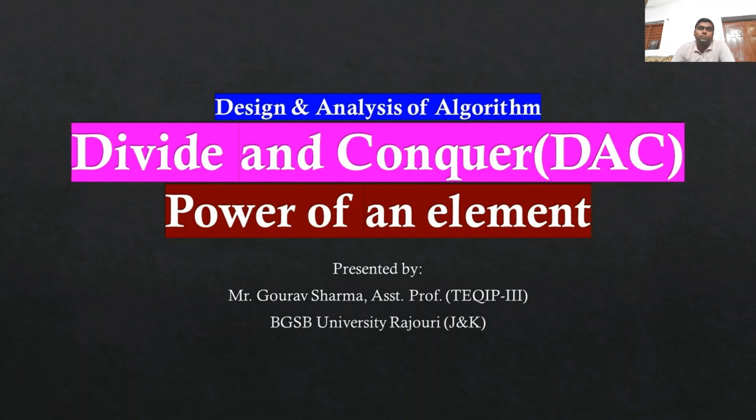I am Gaurav Sharma. Today we are going to start the divide and conquer strategy of design and analysis of algorithms. This is a very new algorithm design technique which we use in our day-to-day life and real-world problems. Those problems which are not solvable with traditional techniques or traditional algorithms, we can solve easily with the use of the divide and conquer technique.